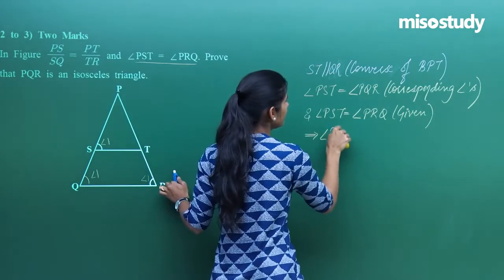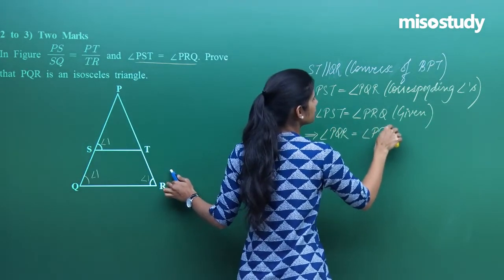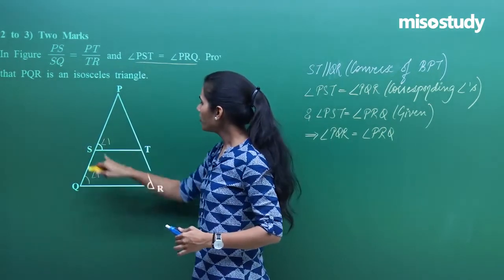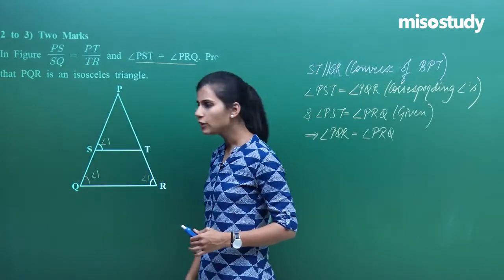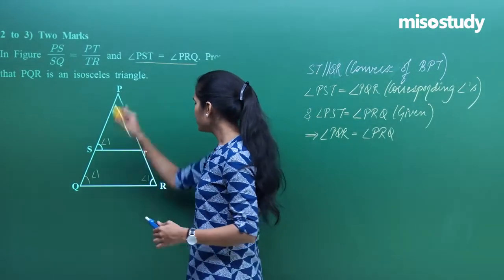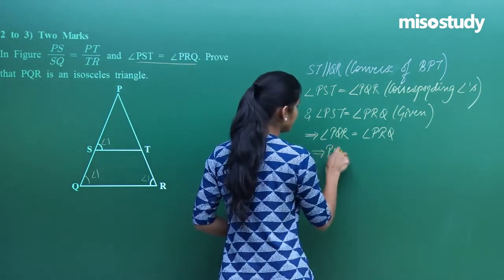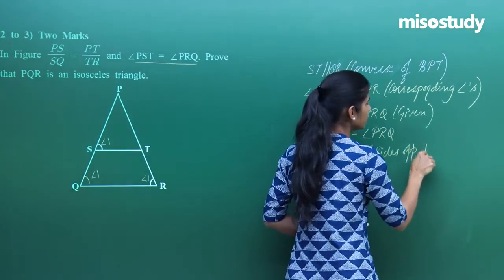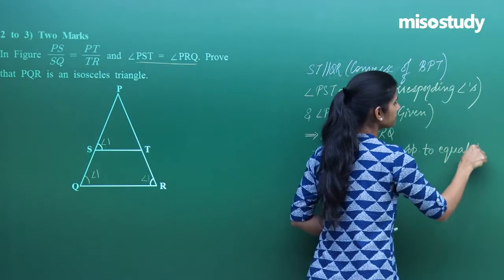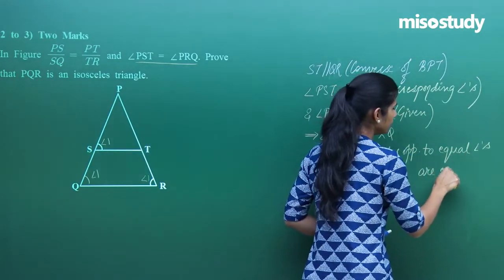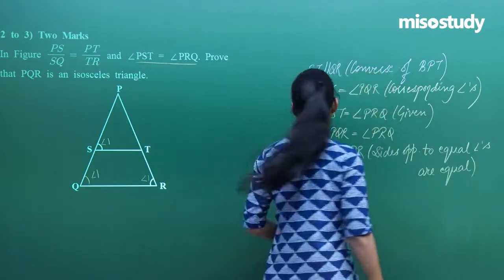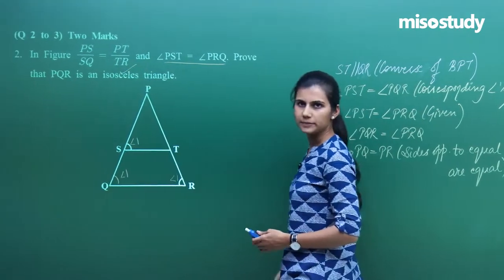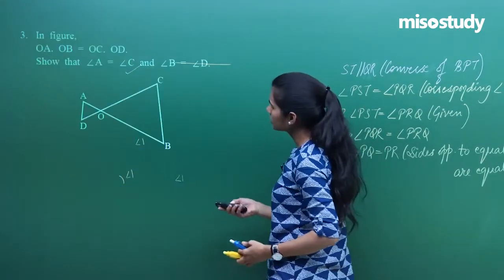So PST is this also, PST is this also. So you are getting angle PQR equal to angle PRQ. If you are getting angle PQR same as angle PRQ, then you know that sides opposite to equal angles are equal. So PQ is equal to PR, since sides opposite to equal angles are equal. The moment in this triangle you have two sides of same measure, it is definitely an isosceles triangle. Clear?